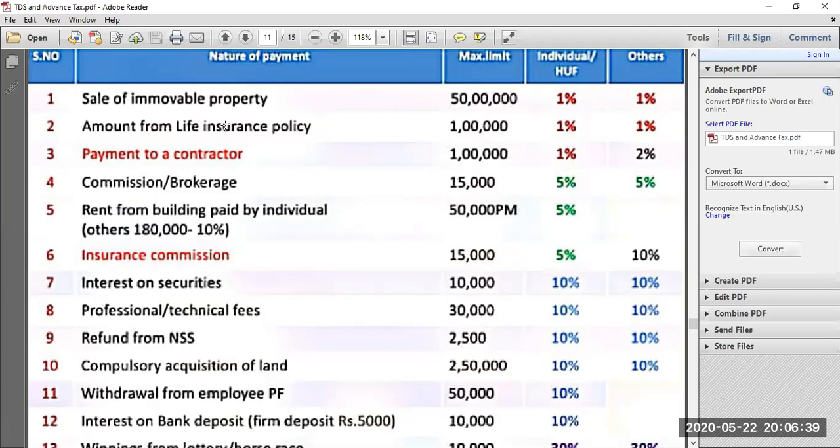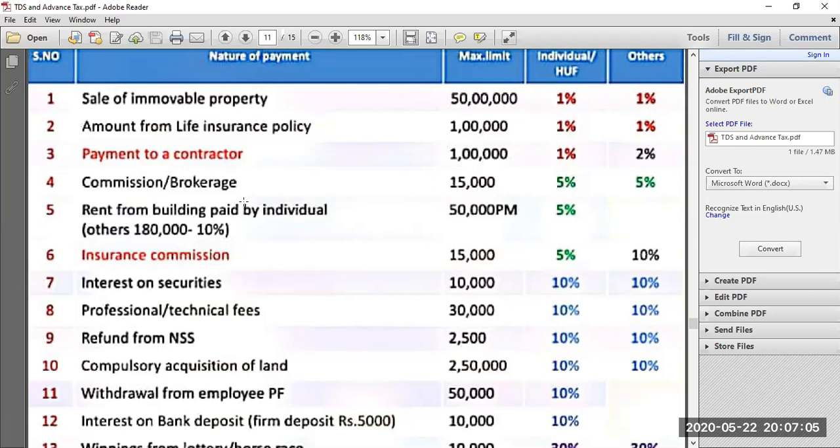Then withdrawal from employee provident fund, if it is more than 50,000. See, if you are withdrawing money from your own employee provident fund also, and you withdraw more than 50,000 rupees, you will not receive the entire amount. They will deduct 10% in the form of TDS, and only the balance amount will be given. So 10% on 50,000 will be 5,000, so you will receive only 45,000. So please be careful tomorrow if you are withdrawing from provident fund. Please don't withdraw more than 50,000.